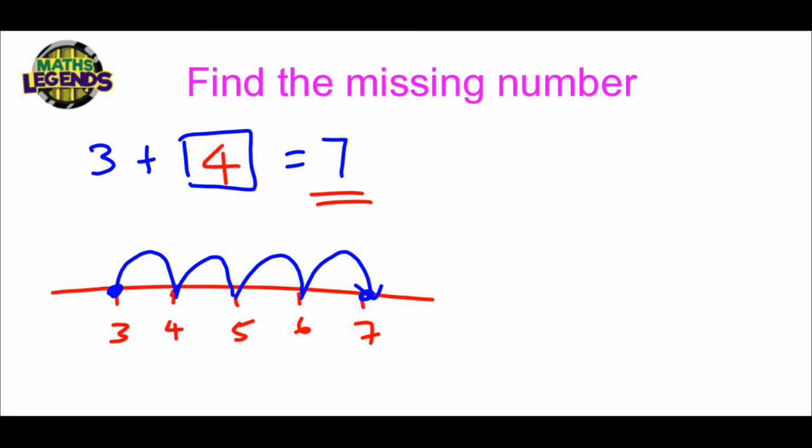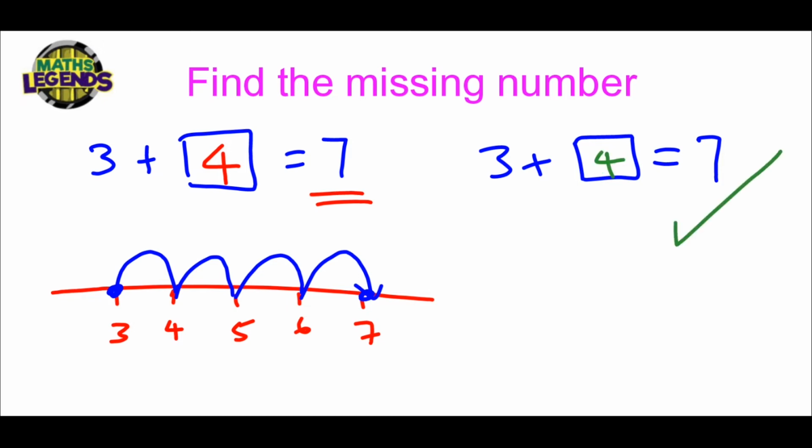We can also do this by trial and error. 3 plus something equals 7. So we'll try 2. 3 plus 2 equals 5. So that doesn't equal 7. Let's try 3. 3 plus 3 equals 6. Doesn't equal 7. And 4. 3 plus 4 is equal to 7. So we've found the answer.